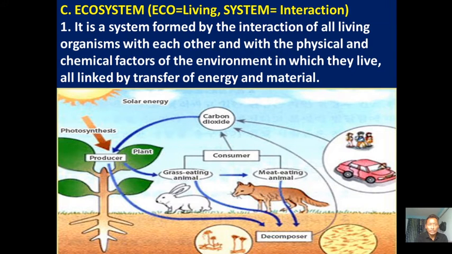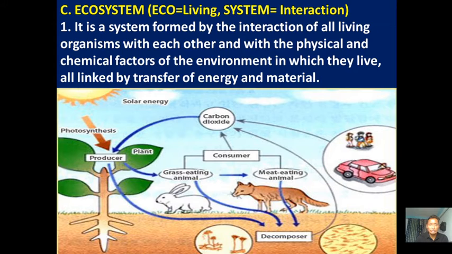That means the system is formed by the interaction of all living organisms with their physical environment. We know the physical environment includes soil, solar energy, water, and air. Chemical factors include the exchange of carbon dioxide and oxygen. All these are included in a particular environment in which they live, and that is called an ecosystem. They are all linked by the transfer of energy and material.